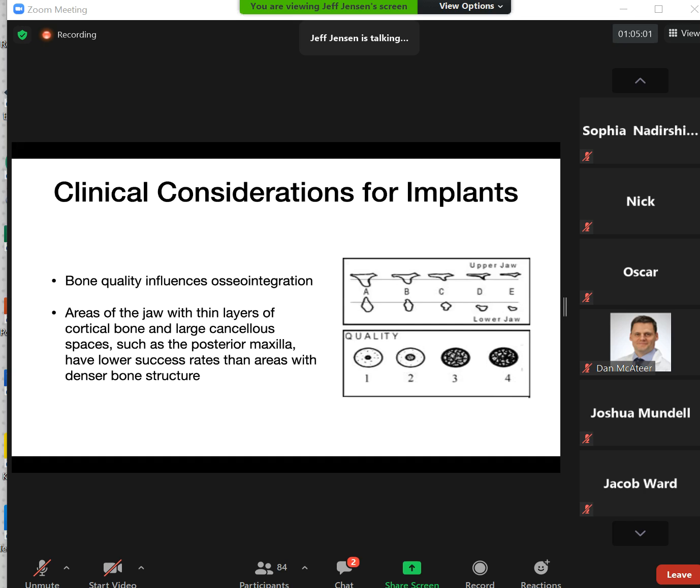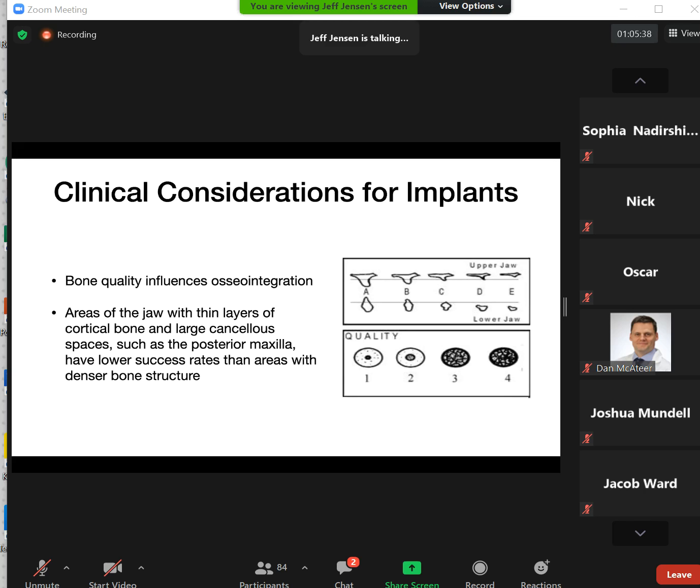So we tend to see a little bit higher rate of implant failure in maxillary posterior when compared to, say, mandibular posterior, just because typically that bone is less dense and can cause some issues as far as healing. So we have a way to rate bone quality. And so, again, this is just a generalization, because not everywhere that I say is type 1 is going to be type 1, right?